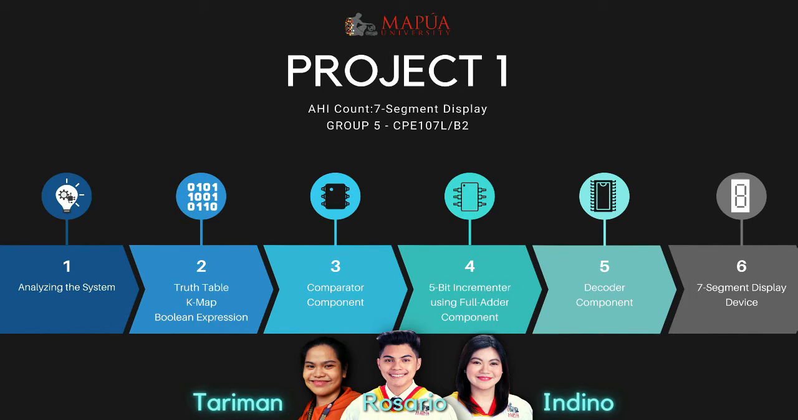Good day, we are Group 5 of CPE 107L Section B2, and this is our Project 1 vlog, which is a documentation of how we came up with an AHI counter, or an apnea-hypopnea index counter, with a 7-segment display in Logisim. And this vlog will be divided into 6 detailed parts to explain that whole process. So the first part will be the system analysis.